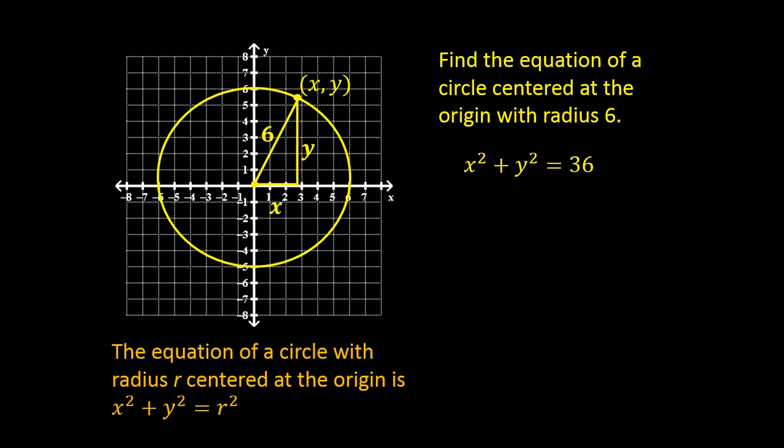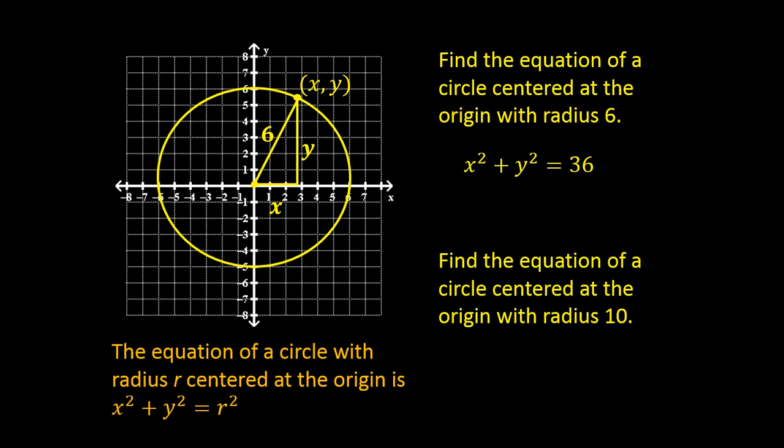So we can say that the equation of a circle that has a radius of r that's centered at the origin is x squared plus y squared equals r squared. So how can we write the equation of a circle that's centered at the origin with a radius of 10? Well, x and y are the coordinates of any point on the circle. The only thing we need to know here is the radius, which is 10, and if we square 10, we get 100. So the equation of the circle is x squared plus y squared equals 100.